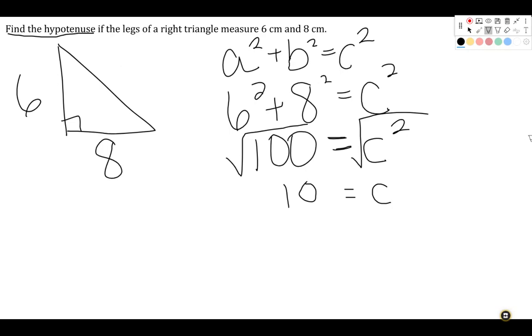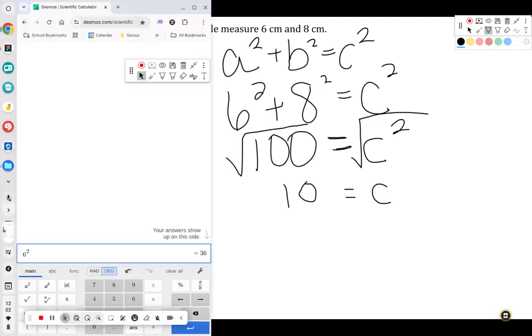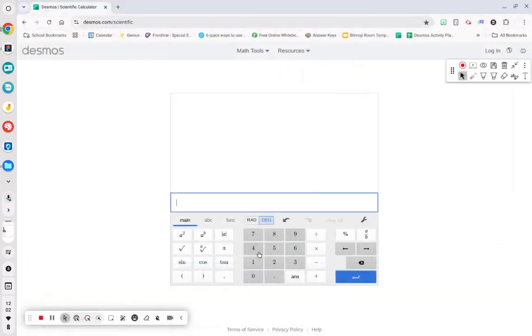Now let me pull up Desmos really quick. Okay, let me show you where the buttons are for square root of 100. Here's the square root button, and then you can put your 100. Square root of 100 is 10.